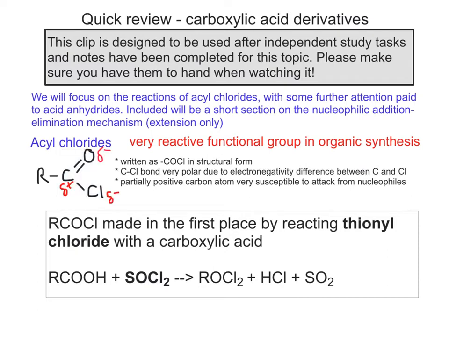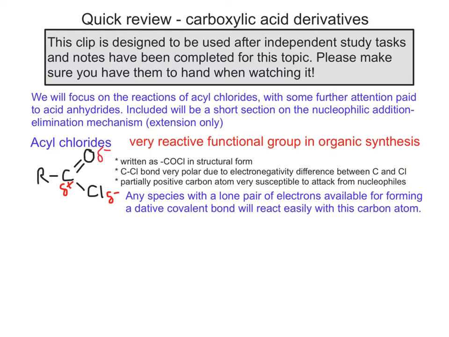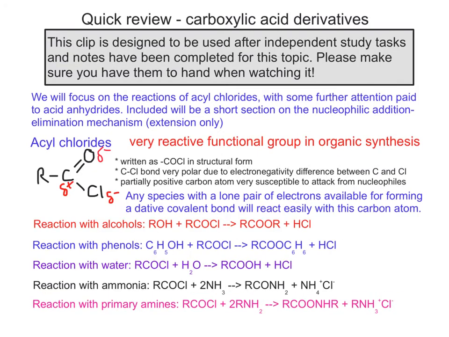Because of the significant electronegativity difference between carbon and chlorine, the partially positive carbon atom is therefore very susceptible to attack from nucleophiles. So any species with a lone pair of electrons available for forming a dative covalent bond will react easily with this particular carbon atom. All of these different species have a lone pair of electrons available for forming a dative covalent bond, and they react with the acyl chloride functional group by way of a mechanism called nucleophilic addition-elimination.